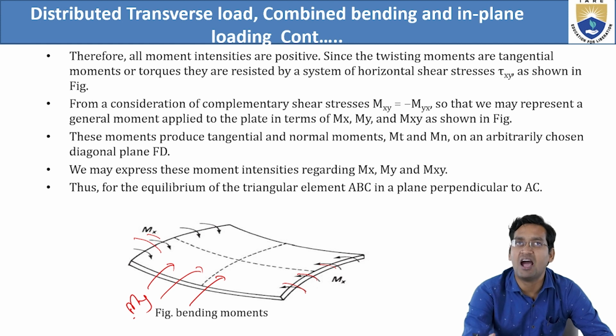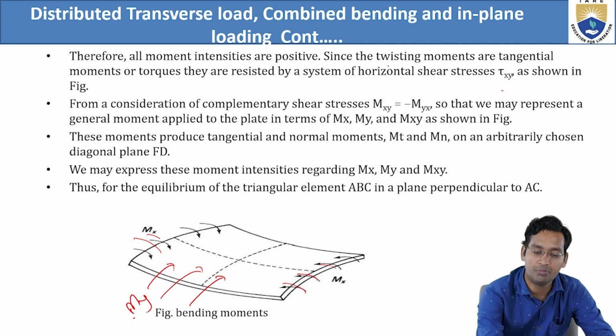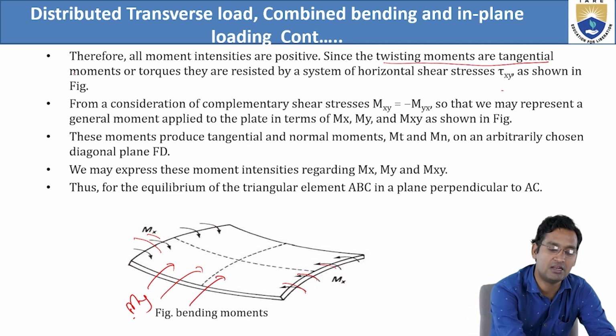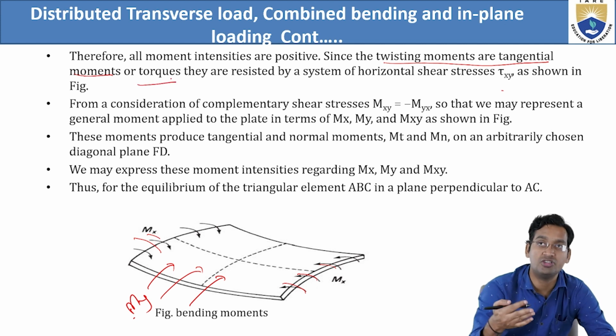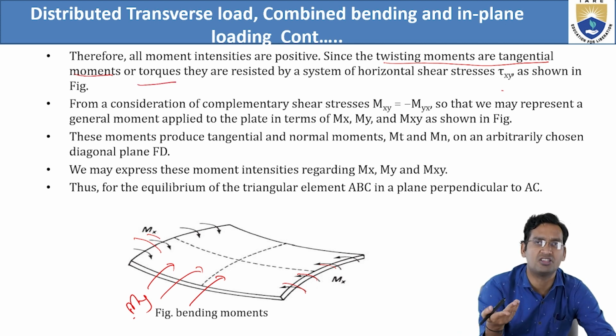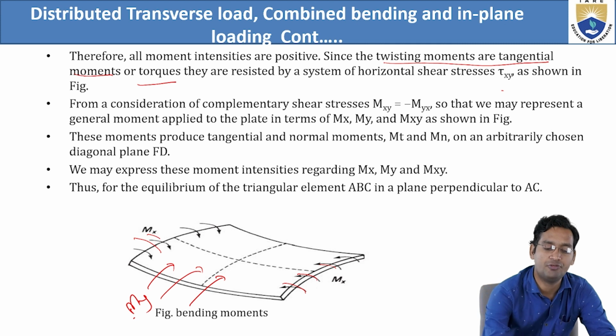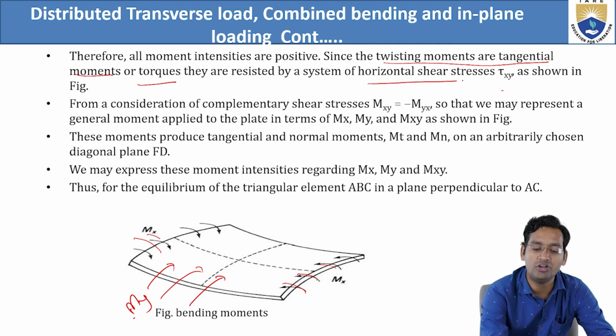Since the twisting moments are tangential moments or torque, they are resisted by a system of horizontal shear stress, tau xy. Twisting moments also produce force times perpendicular distance, which is also a torque along the surface, resisted by a system of horizontal shear stress.